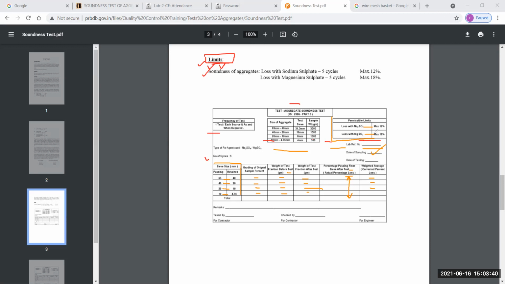So I think the right answer is 12%. And in the same manner, if in any examination they ask what is the loss with MgSO4 in percentage when we use magnesium sulfate, the right answer is 18%.